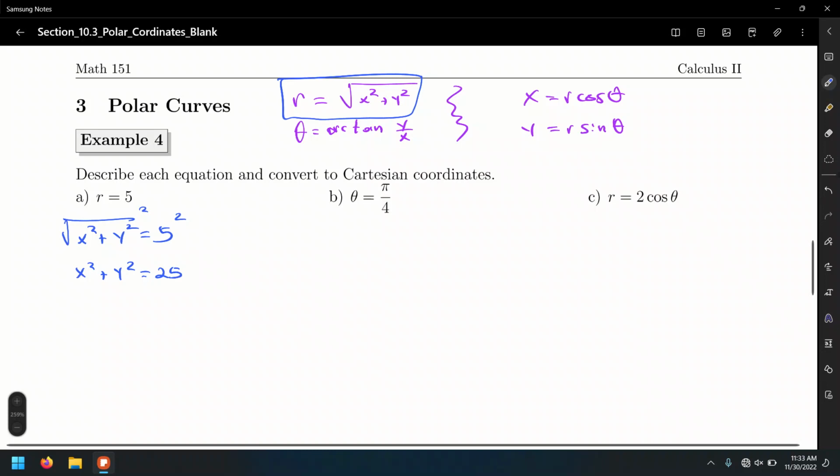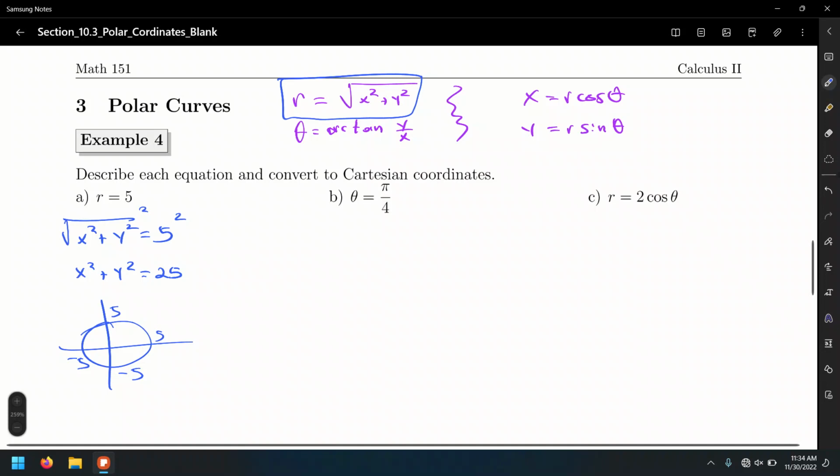Is that the equation that represents a circle of radius 5? Yes, indeed. And the graph goes through -5, -5, 5, and 5. It's just conversions using these formulas, or identities, if you will.